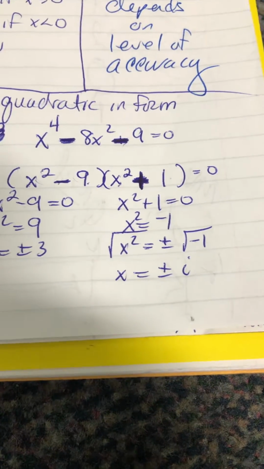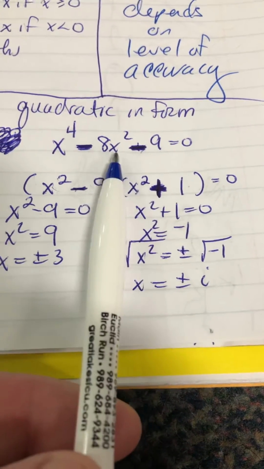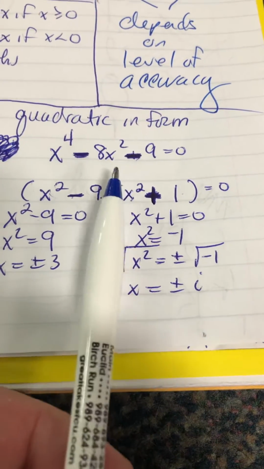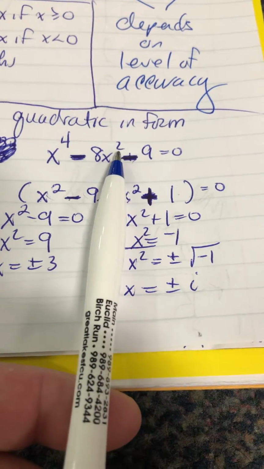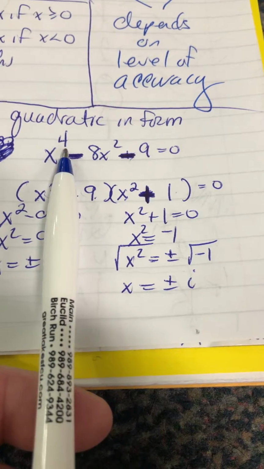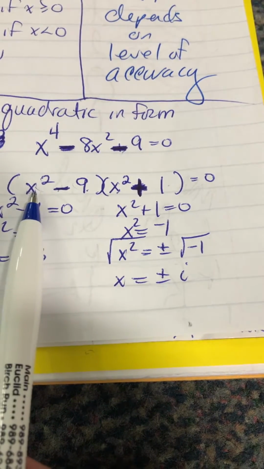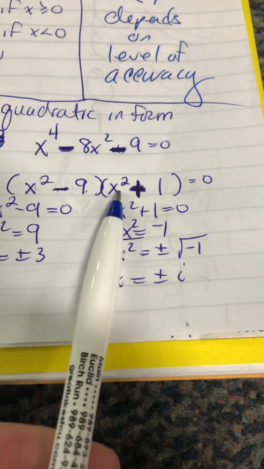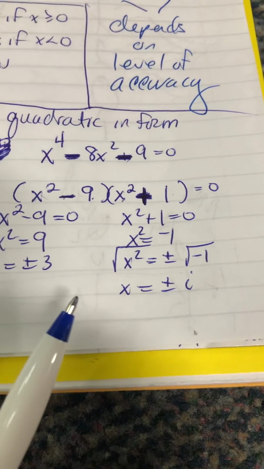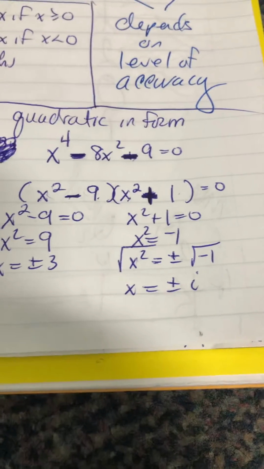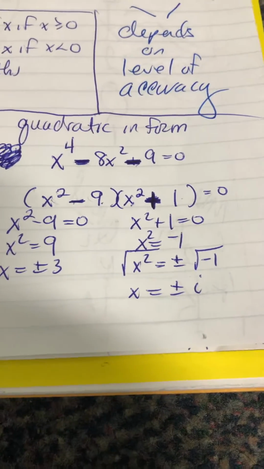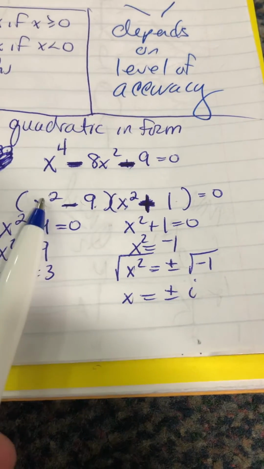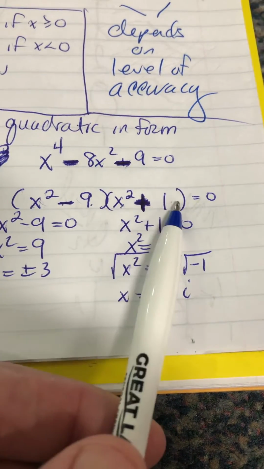Now your book is going to do this substitution where you put the u being equal to this middle term, and I don't tend to do that. I just look at it and go, okay, this value is half that value, so when I break it apart, it's going to be x squared and x squared, because x squared times x squared is x to the fourth. If you want to follow the book's technique, that's fine. All right, so this factors to x squared minus 9 and x squared plus 1.